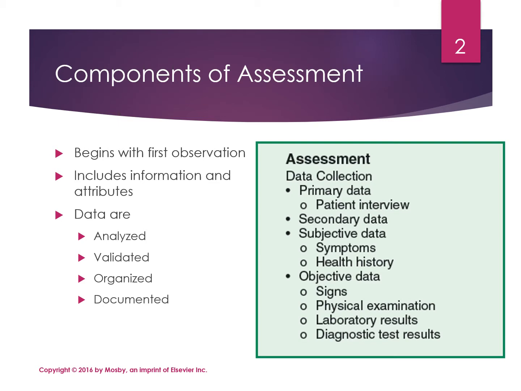You'll then gather primary data from the patient during a patient interview. Secondary data is obtained from family members or from the chart. Subjective data are items that your patient tells you that you may or may not be able to verify. Objective data are things that you will obtain during your physical examination, through laboratory results and diagnostic test results.